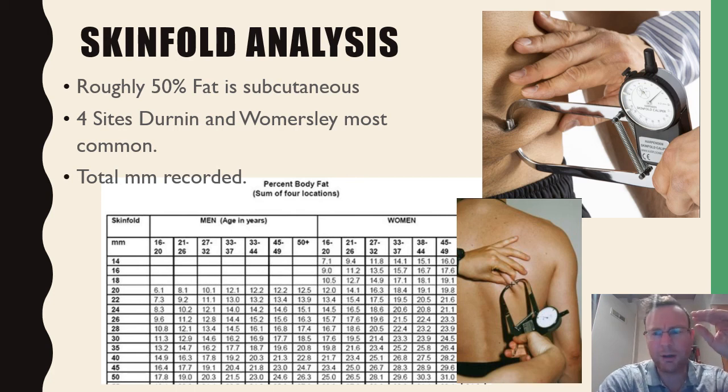They work on the basis that around 50% of your fat is held under the skin, subcutaneously. You measure 4 sites usually, but there are versions of this where you measure many more sites. You essentially take a pinch of the skin. The calipers measure the width of that pinch, so the fat width in millimeters. You total the number of millimeters you record, and then you add it into a table.